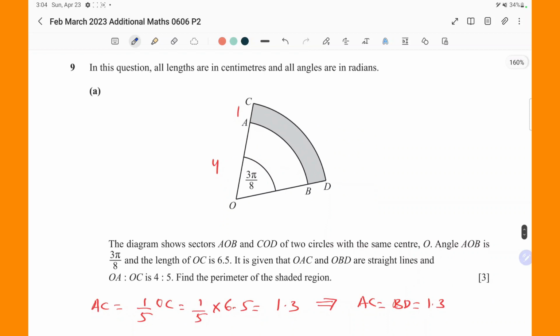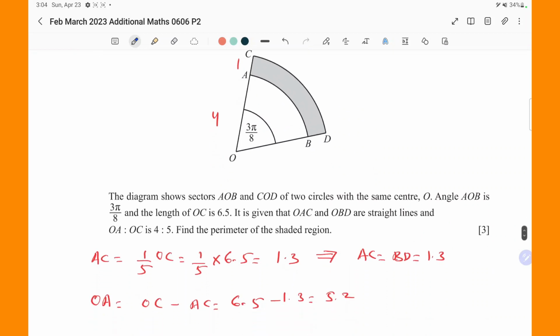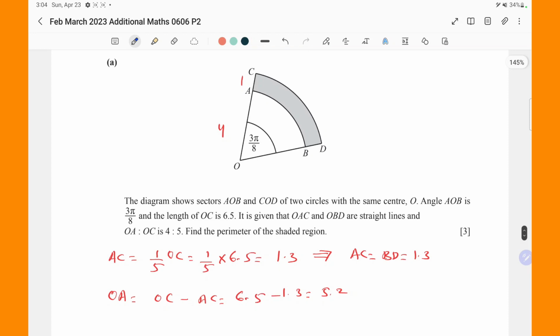Now question number 9, that says all lengths in centimeters and the angles in radians. The diagram shows sectors AOB and COD with the same center. AOB is 3 pi by 8. Length of OC is 6.5. It is given that OAC and OBD are straight lines. The ratio OA to OC is 4 to 5.